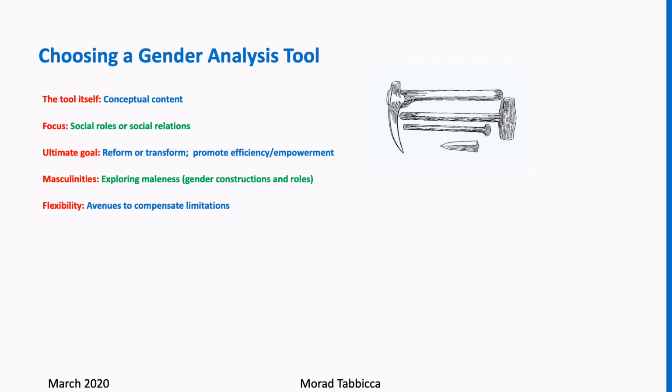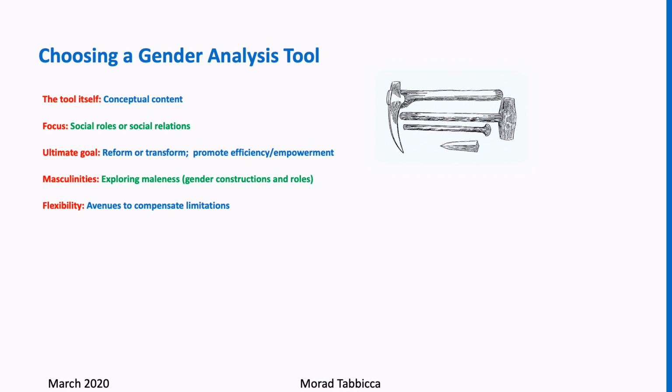Now, some frameworks are there to reform the gender status quo, and basically, to reform the gender status quo means that you do not challenge power dynamics within the society. You are just there to slightly improve the conditions of women and other marginalized groups, but you do not really challenge the power dynamics within that community or setting. And then some frameworks or some tools under the framework seek to transform the gender status quo, which means that it seeks to empower women, take them from a position of subordination, and bring them to par with men.